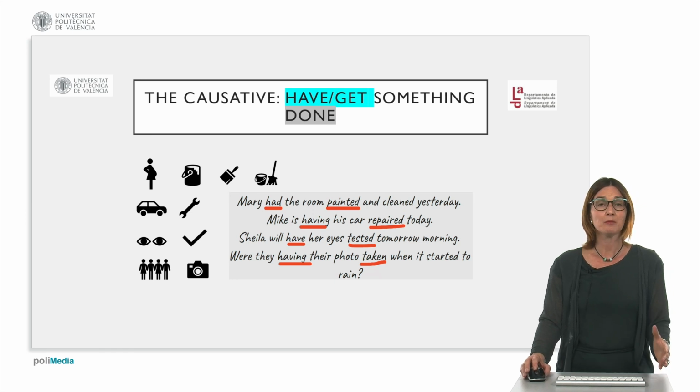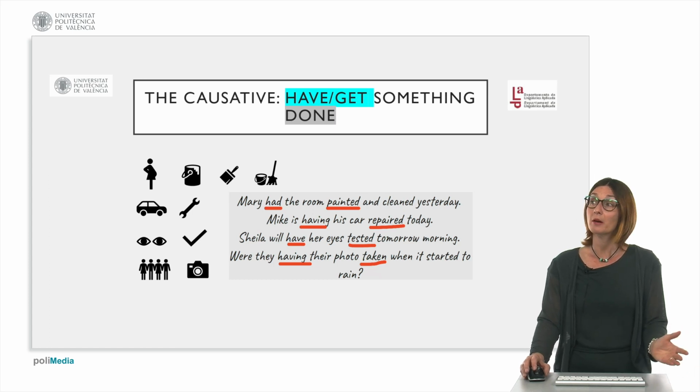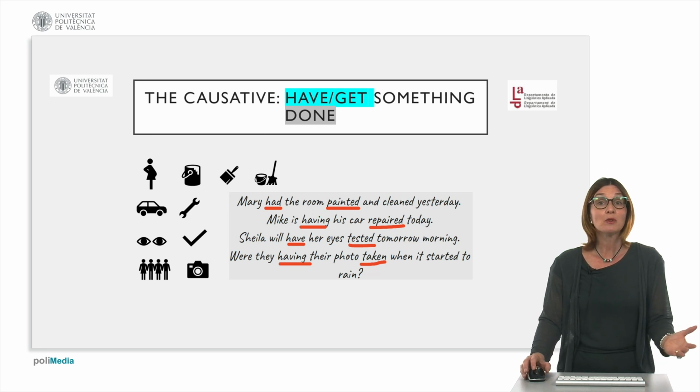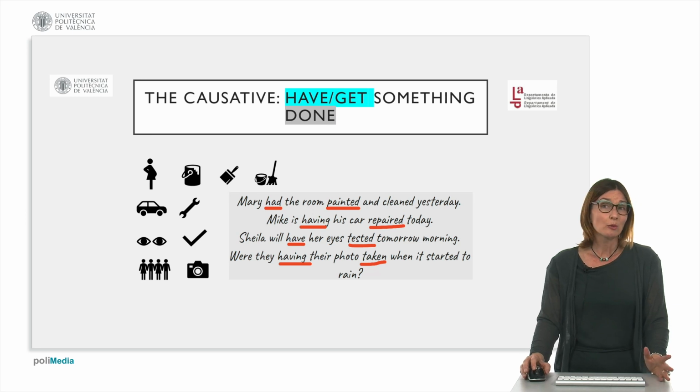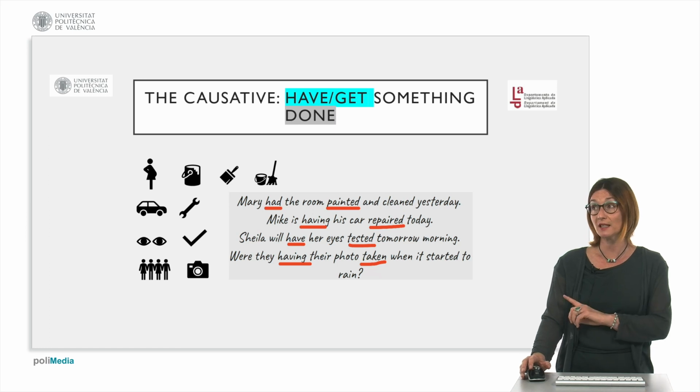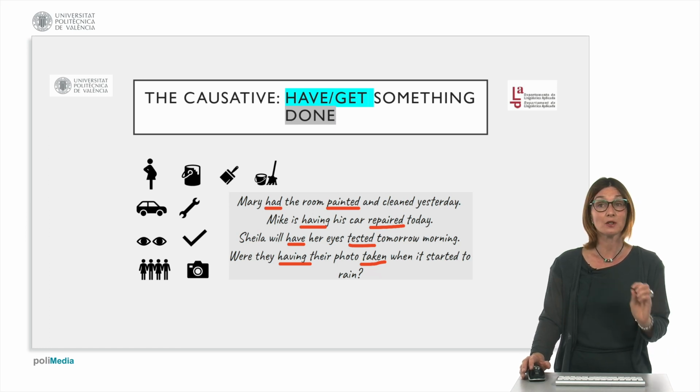So let's imagine that Mary is pregnant and she needs to paint the room and clean the room for the baby. So you can say something like, Mary had the room painted and cleaned yesterday. So we don't really care about who did that, okay? The important thing is that somebody did something for her. Or Mike's car just broke down, so we can say Mike is having his car repaired today. Notice that this sentence is used in the present continuous, because it's planned. He has arranged to have the car checked today.